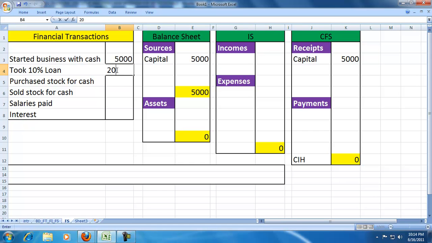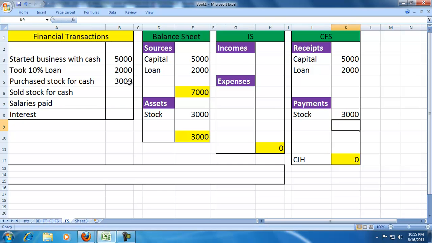Now I'm taking another loan of 2,000. So once again there is a receipt. I've taken a loan, and therefore 2,000 is not an income but is another source. So 2,000 will come here. I'm purchasing stock. Let's say I'm purchasing stock for 3,000. That means I'm getting an asset which is called stock, and that is 3,000, and for that I paid money. I paid money for the purchase of stock. You can see that every item will find a place in some or all of these.